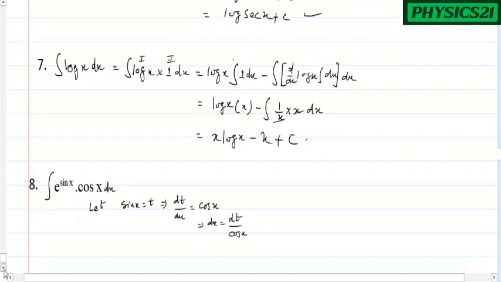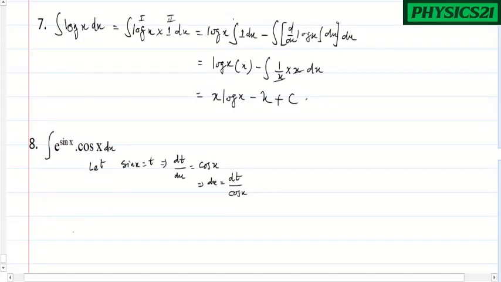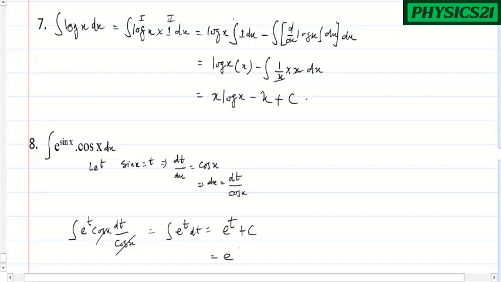Now substitute these values. We get integration e raised to t, cos x, dt divided by cos x. Cos x and cos x cancel out. There will be only e raised to t dt. Now its integral coefficient will also be e raised to t plus c. Now return the value of t. So this is e raised to sin x plus c. That will be the integral coefficient of the given function.